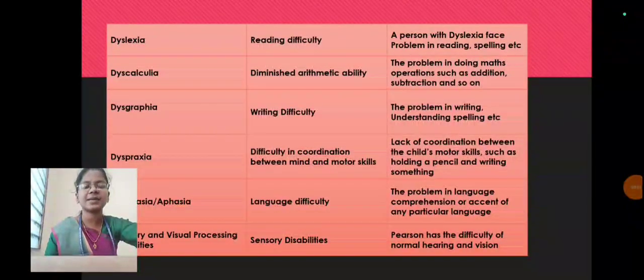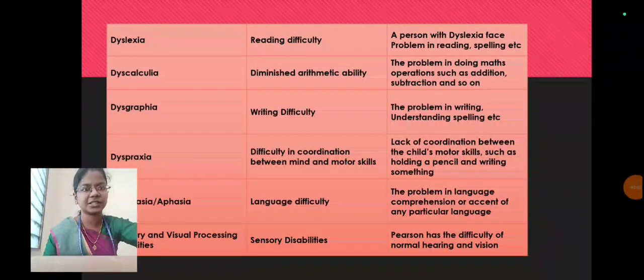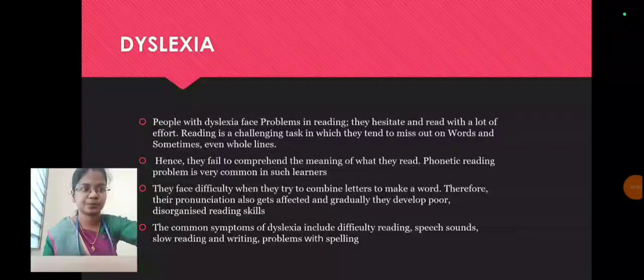There are certain types of learning disability: dyslexia, dyscalculia, dysgraphia, dyspraxia, dysphasia or aphasia, and auditory and visual processing disabilities. Dyslexia comes under reading difficulty, dyscalculia is diminished arithmetic ability, dysgraphia is writing difficulty, dyspraxia is a lack of coordination between mind and motor skills, dysphasia is language difficulty, and auditory and visual processing difficulties are like sensory disabilities. We are going to see them in detail.